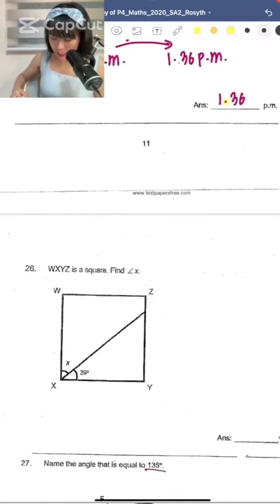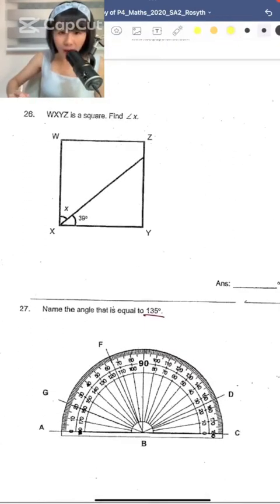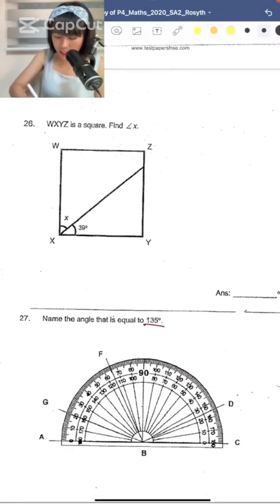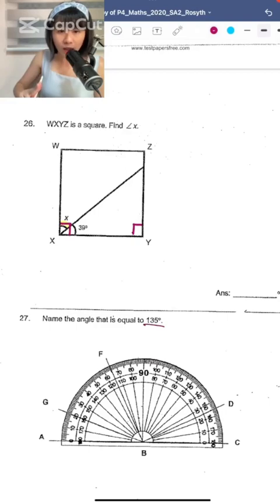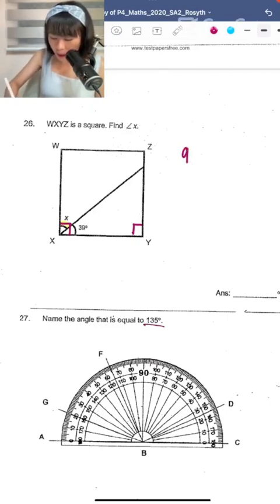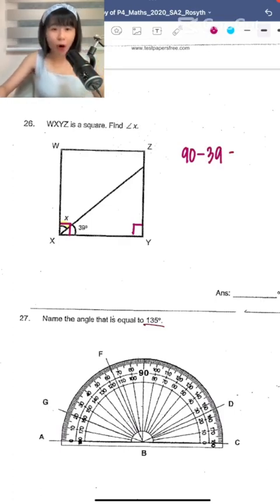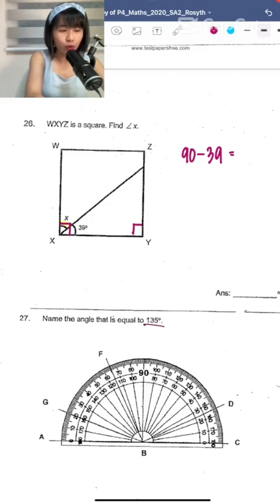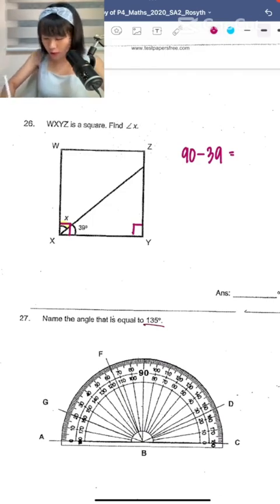Okay, next one, 26. It is a square here and we want to find angle x. Very easy, huh? For a square, you must know 90 degrees is the angle that is at the corner. So x plus 39 must give you 90. So you take 90 minus away 39 to get your x. Okay, this one you can do your working out and you should get the answer of 51 degrees.